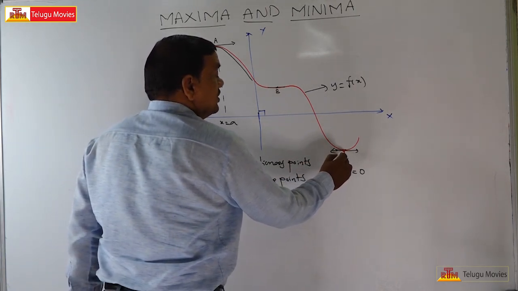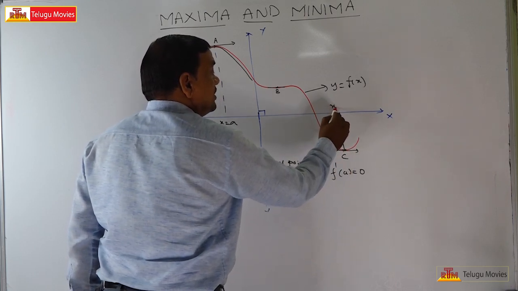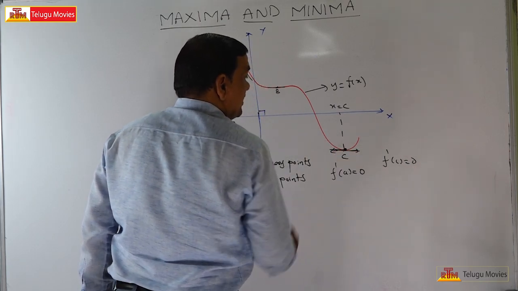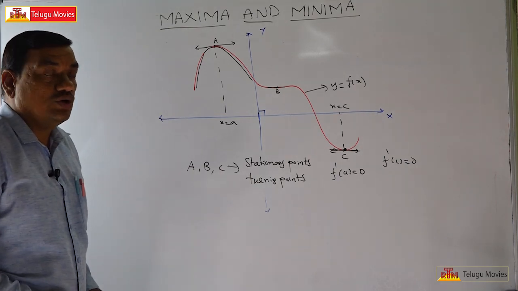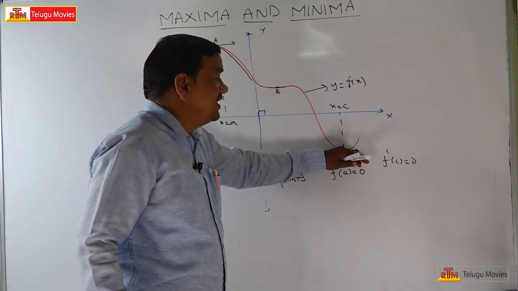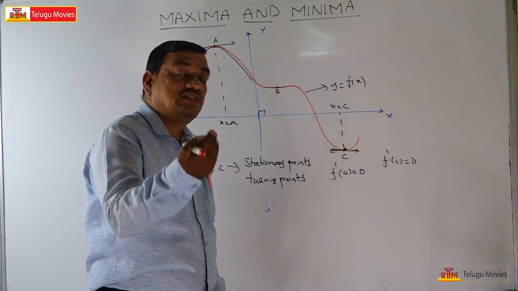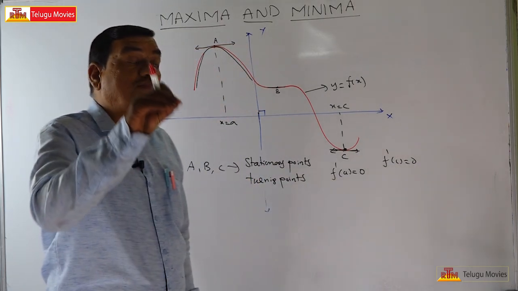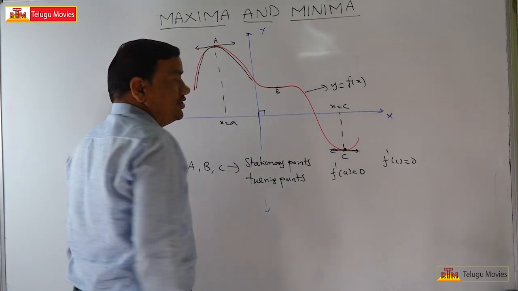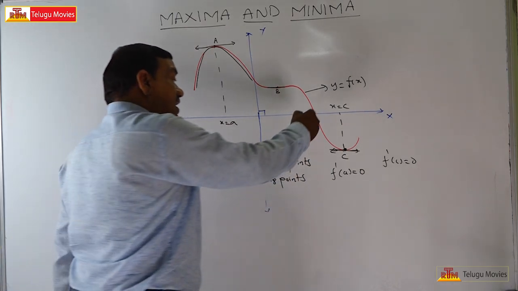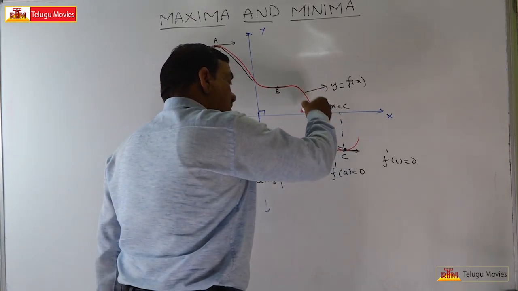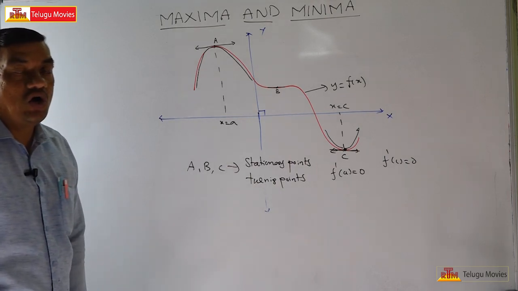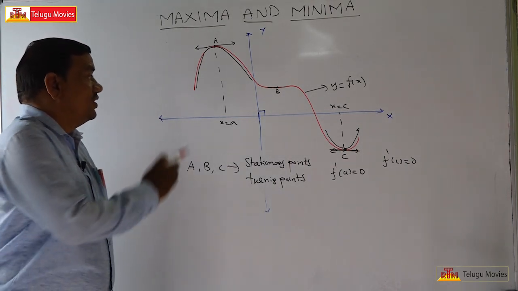Here also, at the point x is equal to c, f dash of c is equal to 0. That means if you draw a tangent at c, the tangent is parallel to the x-axis. Since the slope of the x-axis is 0, f dash of c is equal to 0, and that point is called a stationary point. Understand? The curve takes a turn: it decreases up to c, then the curve starts increasing. So these are all stationary points, and these are also turning points.